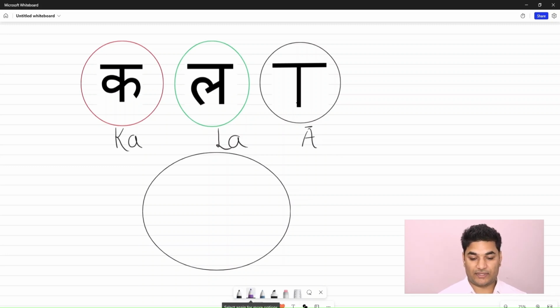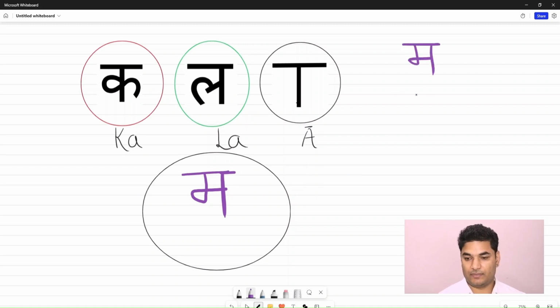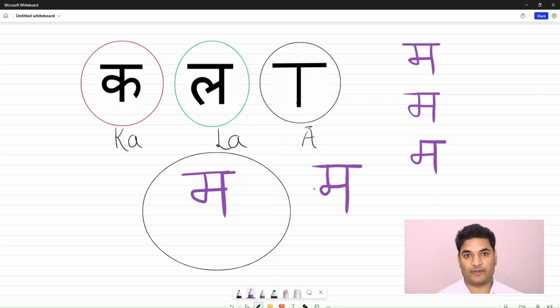Today's consonant, today's alphabet is the letter Ma. Let me write again. This is Ma. An easy way to remember this is it's a 4 with the knot. Fine. Okay. Now we know 3 consonants and 1 vowel.